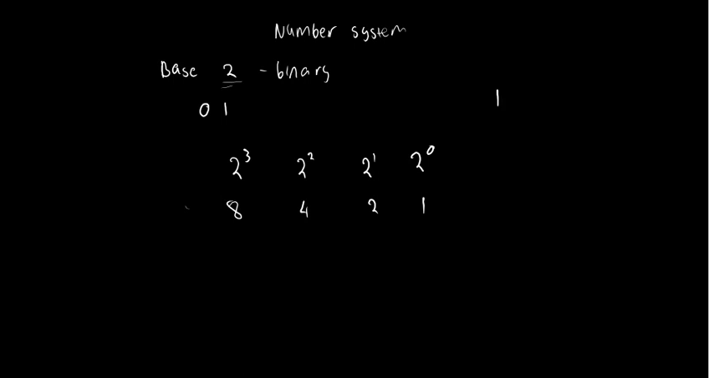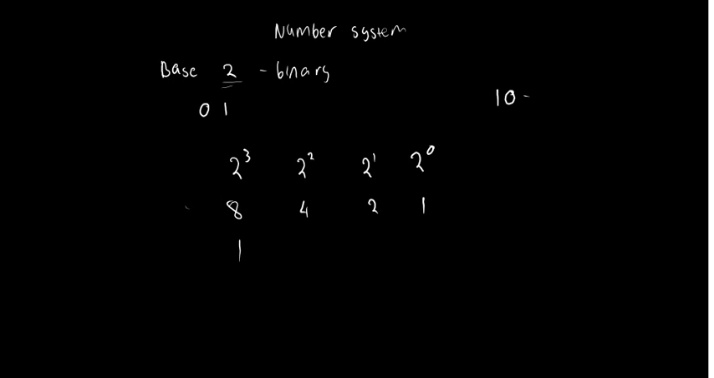Say, for instance, I have a 10 there. How would I represent this 10 in binary? One way of doing it, the way I like doing it, is I just see what's the closest power of 2. What's the closest power of 2 that we have here? The closest power is 8, so I put a 1 on 8 there.